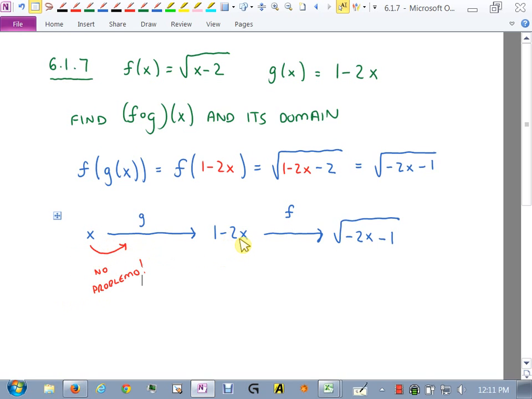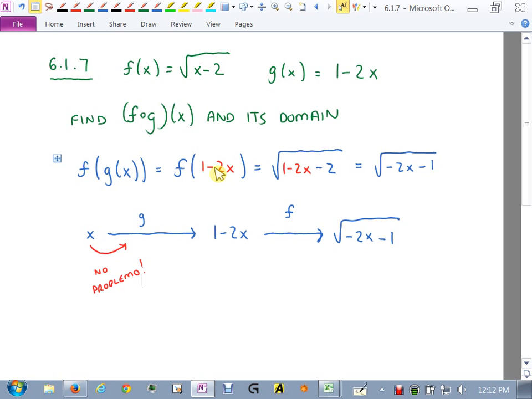Now, this is what comes out, right? Well, no, you can have 2 because what's 2 minus 2? 0, and the square root of 0 is okay. What can't be negative? Everything under the root can't be negative, right? So this is much trickier than the other one.